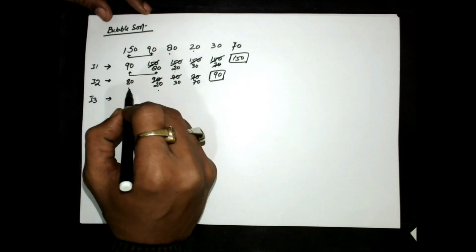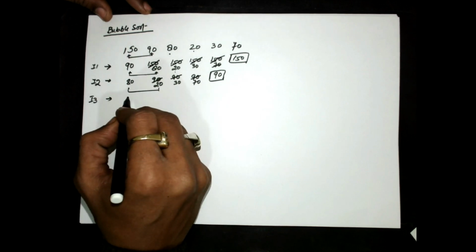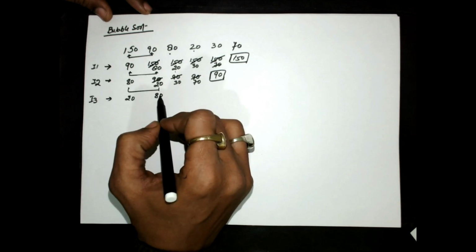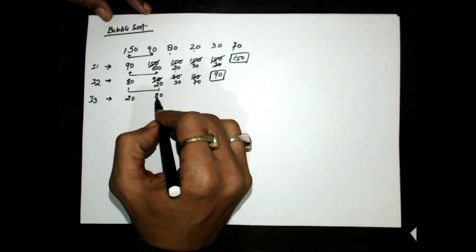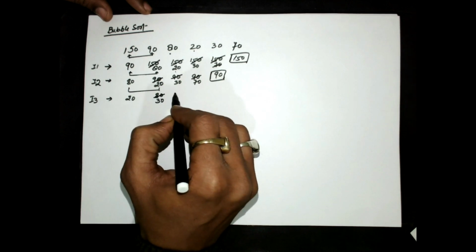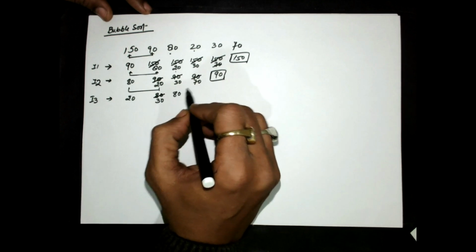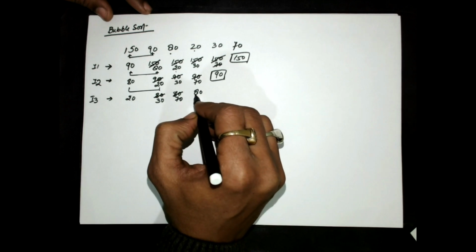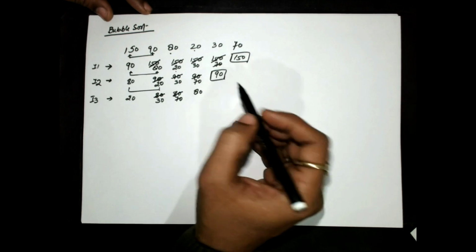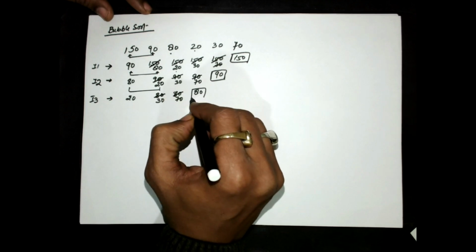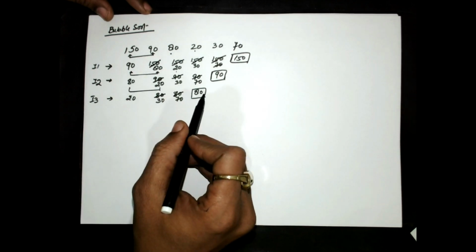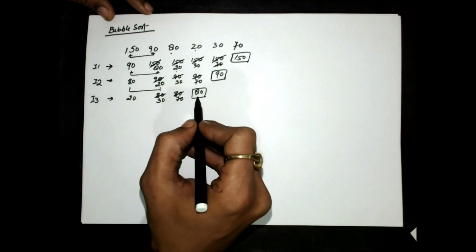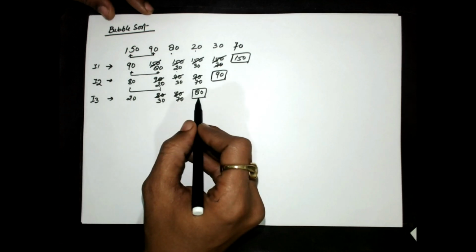We will compare the first and second element. 80 and 20 get compared. 80 is larger, 20 is smaller. So let us exchange these two. Then in the next step, 80 gets compared with 30. 30 is smaller, 80 is the larger element. So we will exchange these two. 80 with 70. 70 is here and 80 will be here. Now we do not need to compare 80 with 90. In any case, 80 will be smaller and 90 will be larger. So we save one comparison. In this case, 80 occupies its appropriate position.